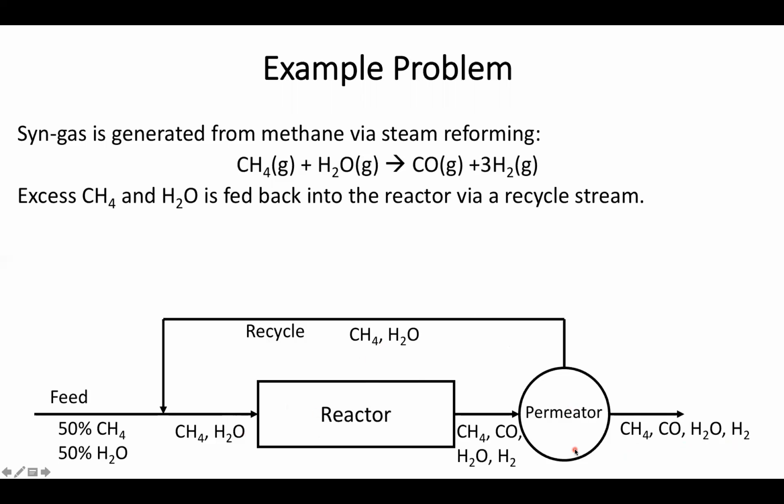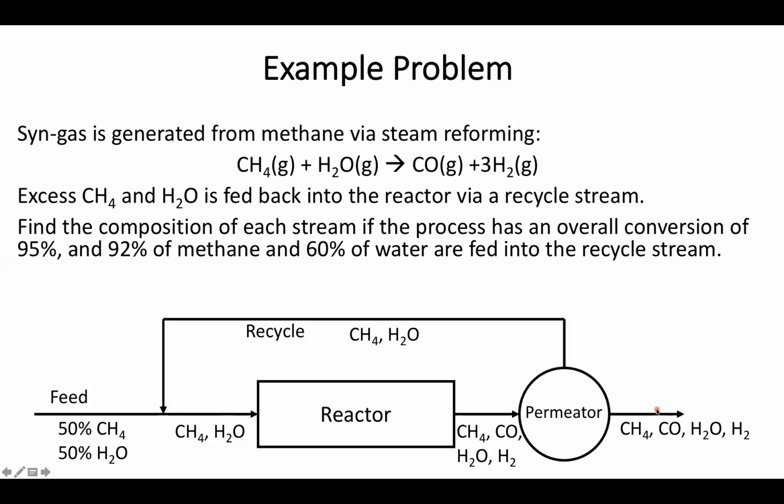Now, one of the ways we can help improve the efficiency of my reaction is by taking some of my excess water and methane and recycling it back through. But it is always worth noting that any separator is never perfect. So some methane and water will almost always make it through. So let's go ahead and try and find the composition of each stream in this process: both my direct feed, direct product, recycle, as well as the overall product.